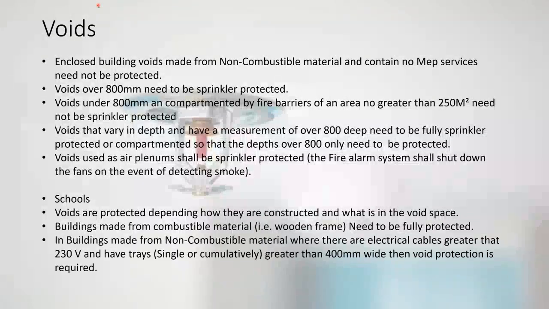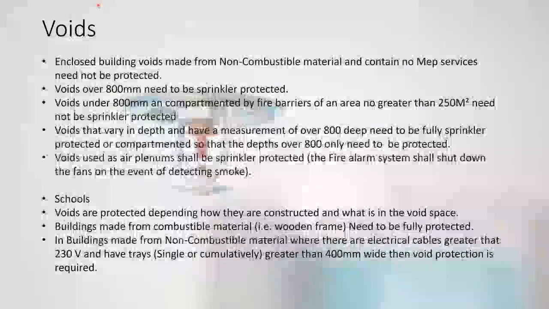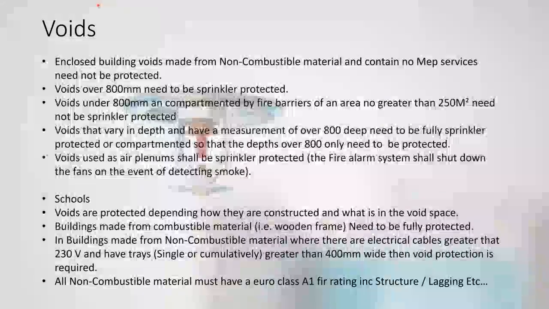Okay, and a building made from non-combustible material, which is brick, block, steel, etc., and not wood, and where there's electrical cables greater than 230 volts and trays greater than 400, so that's single or multiple, but they add up to over 400 millimeters wide, void protection should be added. All non-combustible materials must have a Euroclass A1 fire rating, such as the structural lagging.